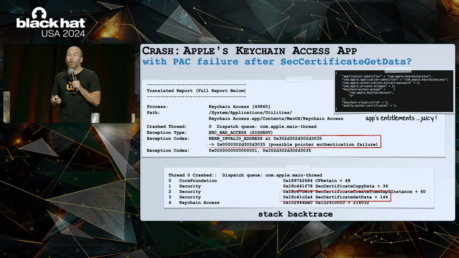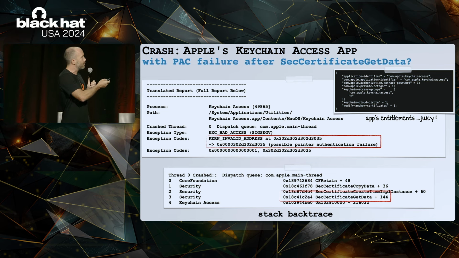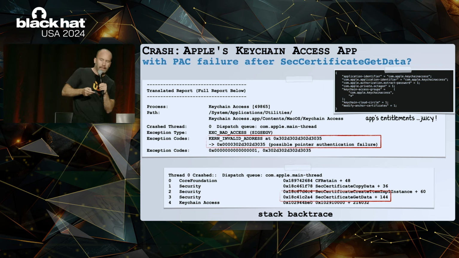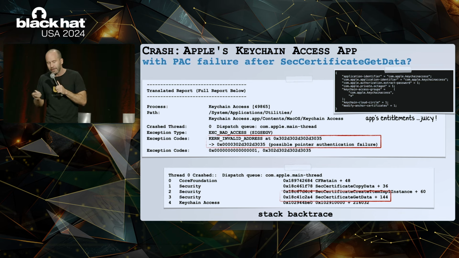So I looked at the crash report, and if we look at the reason for the crash, we can see that the operating system has detected a pointer authentication failure. This indicates that something was freed or released, and ultimately it was corrupted. If you see a pointer authentication failure, this is usually indicative of a very interesting memory corruption vulnerability. So you might want to look into that to see if it's exploitable.